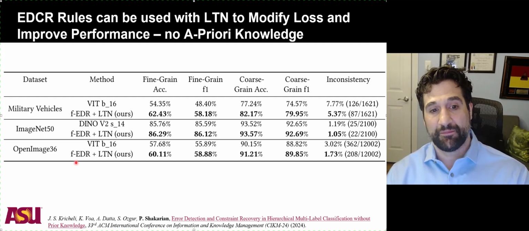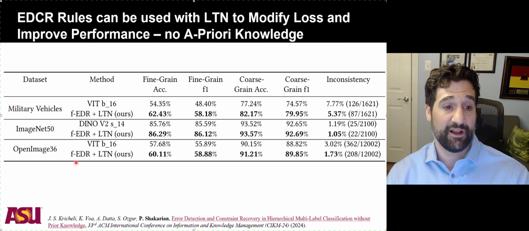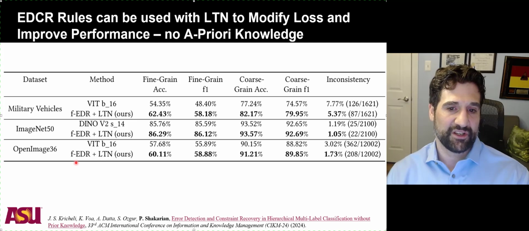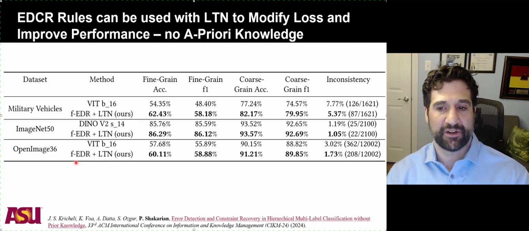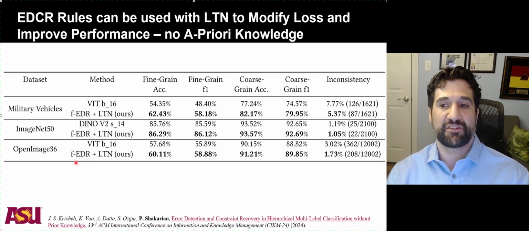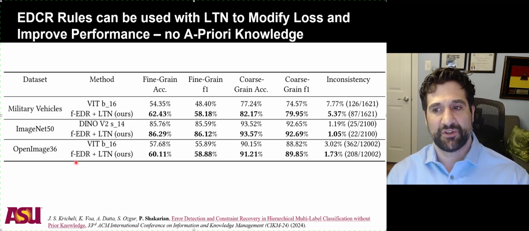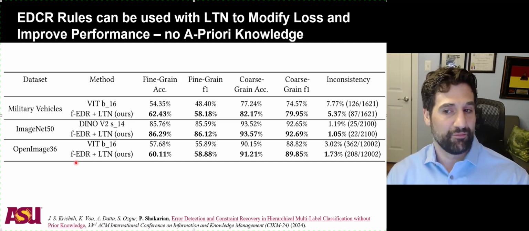And we get a pretty sizable improvement in accuracy across the board for the classes. Military vehicles, that's looking like 8%. The other data sets you're looking at like 1 to 3%, depending on what it is. And the reason why, you can see in the last column, these are the number of inconsistencies in the solution. So with military vehicles, we dropped from 126 to 87. So many of those inconsistencies lead to errors.